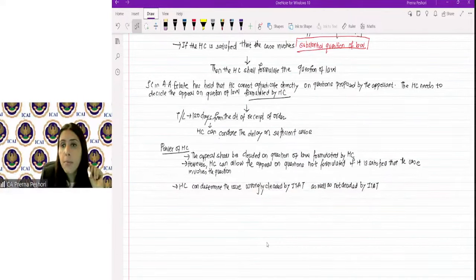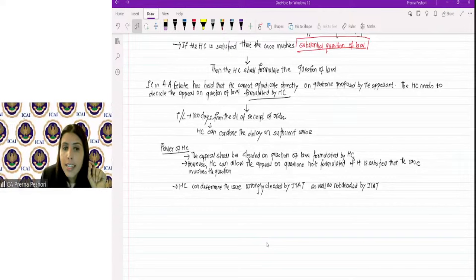Now, one more important point which I would want to highlight to you in case of the appeal before the High Court. There was one question which was raised in context of whether it's a question of law or a question of fact. So how do we decide that particular thing? That was one of the questions which was raised to the Supreme Court.